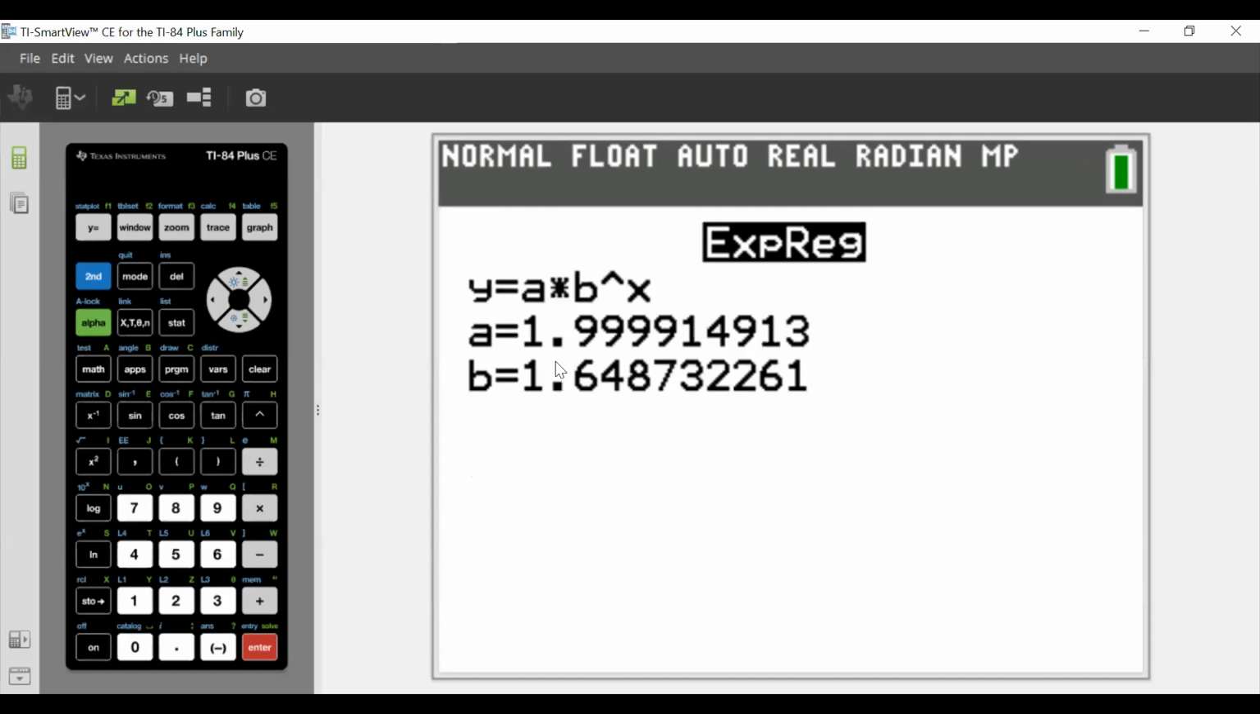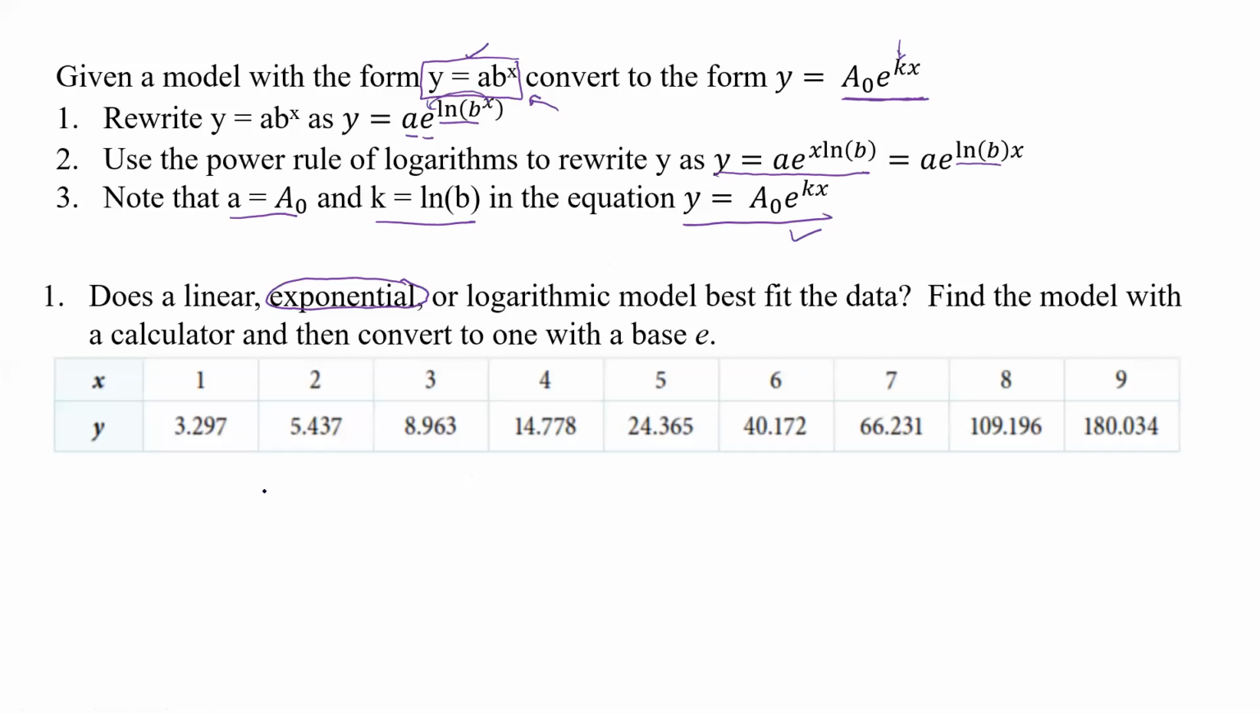Now this is going to be the key here. A is going to be basically 2, and B is 1.648732261. And that's the key, because if you remember, it was e to the 1/2 x, and we have something different here. So let's go back and write that down. What we have is y equals 2 times 1.6489 and so on to the x, and that's from the calculator. So that's what our regression analysis told me.